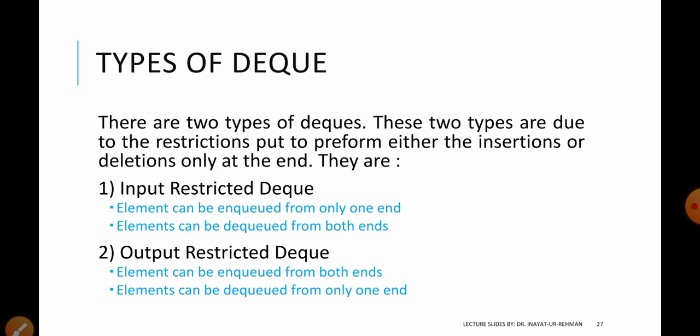There are two different types of double-ended queue. These types are input restricted or output restricted double-ended queues. In the input restricted double-ended queue, elements can be enqueued from only one end, and elements can be dequeued from both ends.